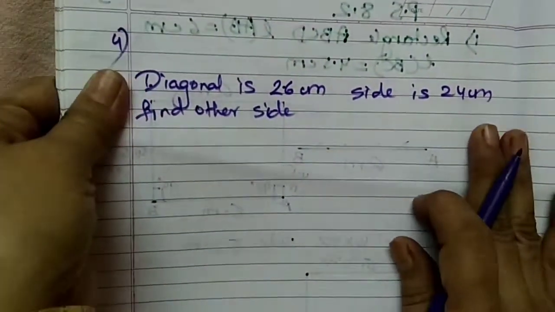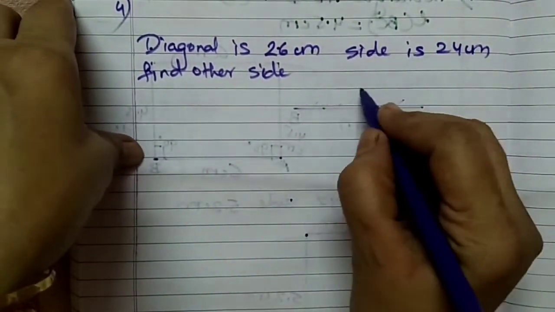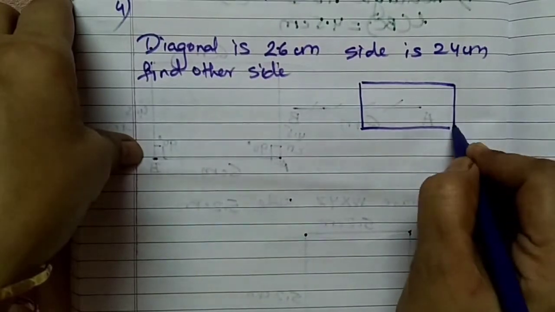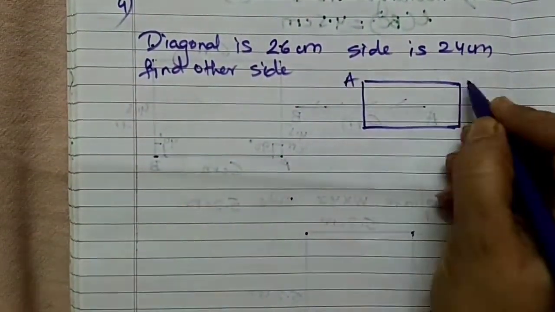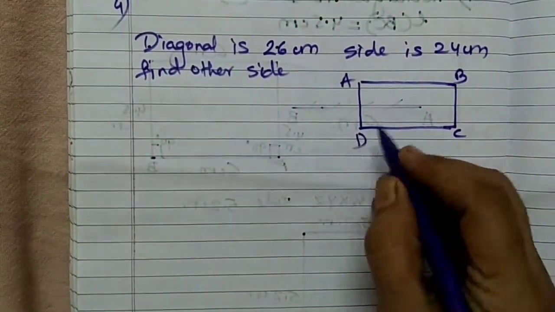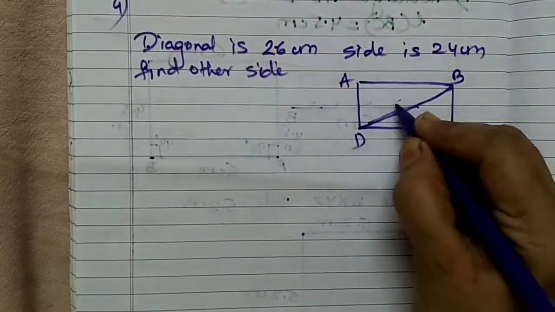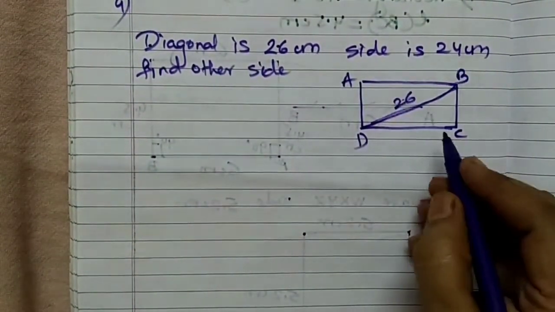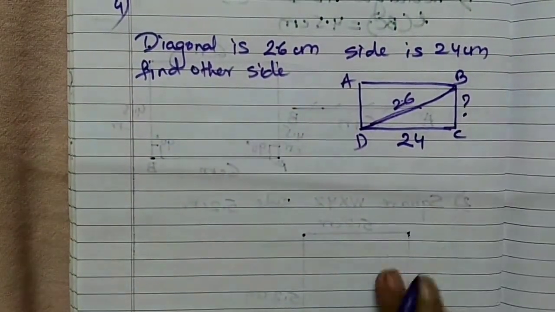Now I will draw the rough figure in sketch pen because I want to explain to you. Otherwise you will draw the rough figure in pencil. Now this is a rectangle. Let us name it A, B, C, D. What have they given us? Diagonal. This is the diagonal, this is 26. One side is 24. This side is 24. We have to find the other side.